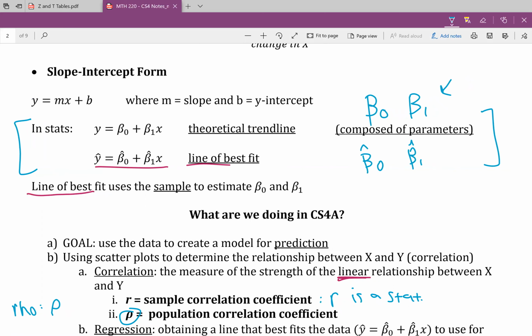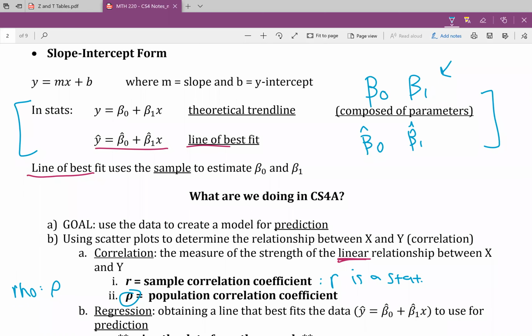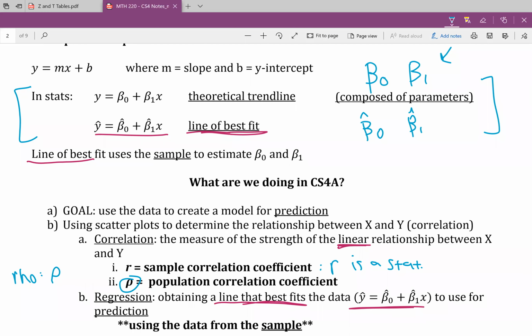All right, another thing that we're going to need is regression. Regression helps us attain a line that best fits the data to use for our prediction. Okay, so to go back to my color pink, line of best fit. Regression can help us attain a line that best fits the data. Notice all my pink is talking about line of best fit or linear. That's important to relate and connect together. So regression can obtain a line of best fit to help fit the data to use for prediction. And we're always using the data from the sample.